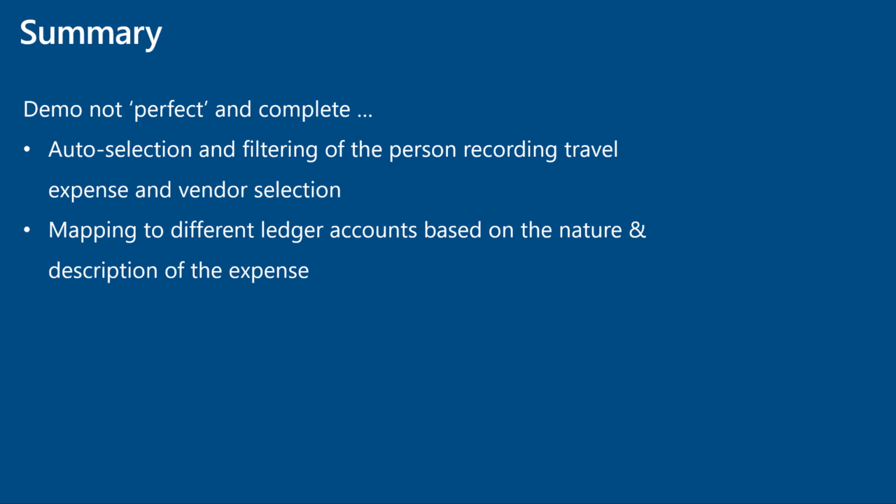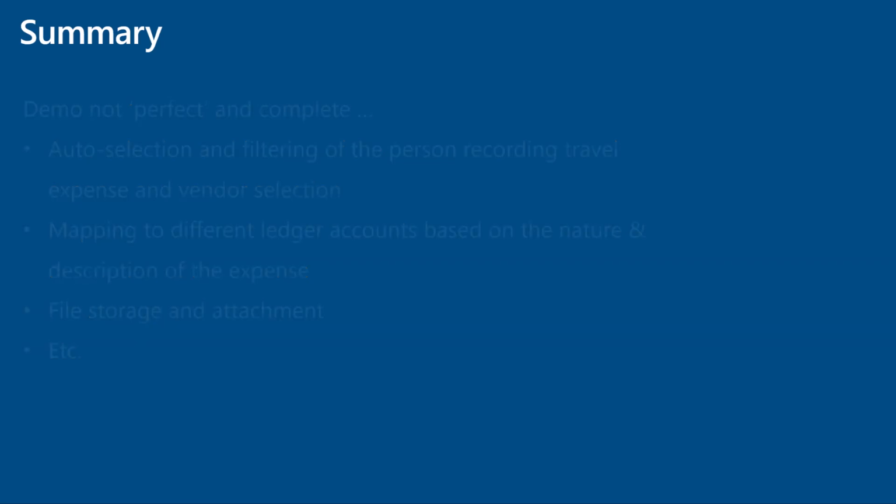Then the other thing is I just defined the ledger account travel expense that I wanted to use. But of course you can use a different mapping. For example, if you have train tickets versus hotel expenses versus something else, to identify the ledger account automatically. And of course, I did not attach a picture in my journal, but that's something that you can easily do. But that's not the main point that I want to share here.